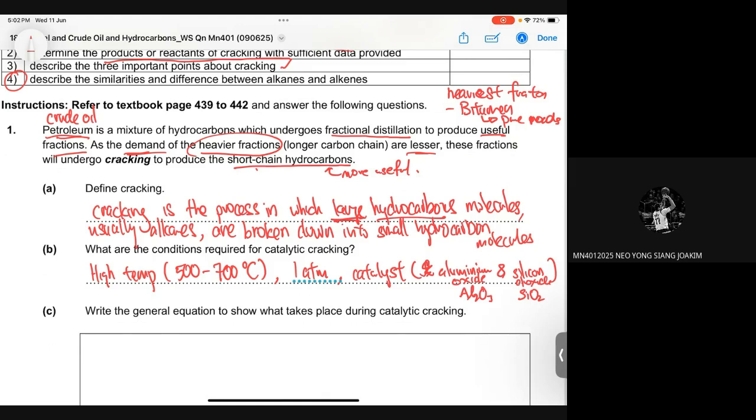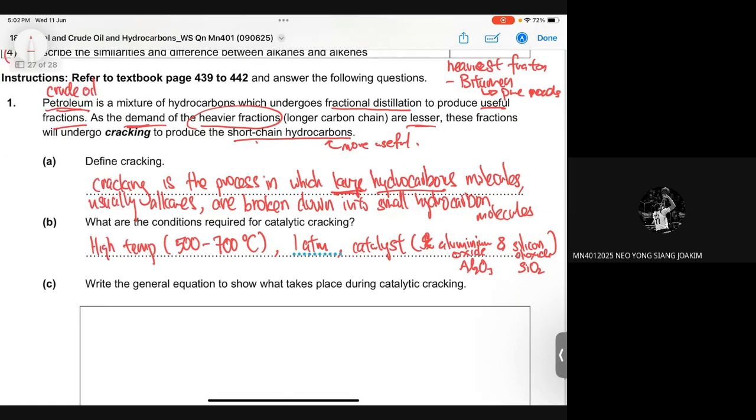Help to produce more useful fractions. Let's see how exactly it works. Mr. Eugene, must we memorize the conditions for this one? This one you don't need. Just know that it's high temperature with catalyst. I'm writing this down because sometimes in past year papers, they might have the conditions written there, and you might wonder what this is. It's because the older syllabus had it.